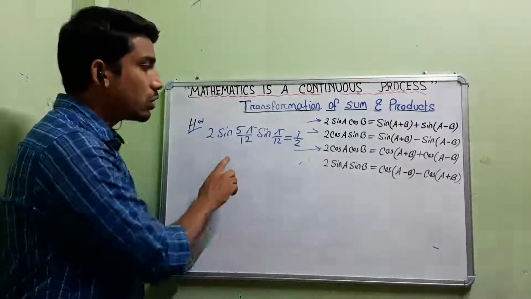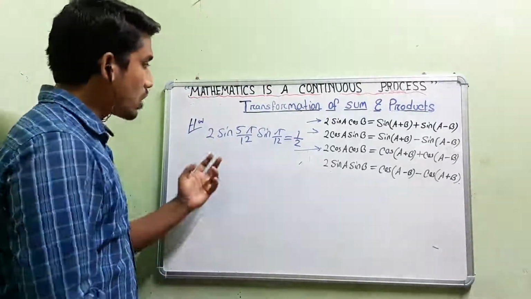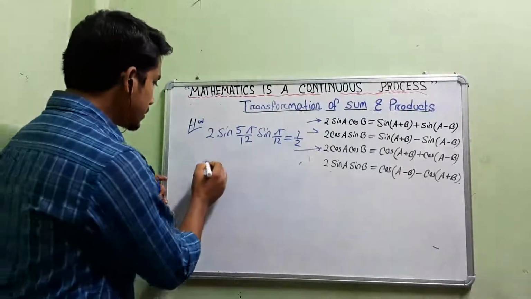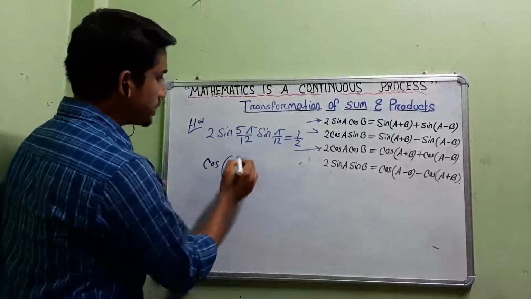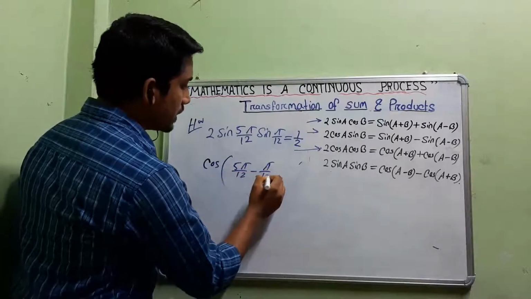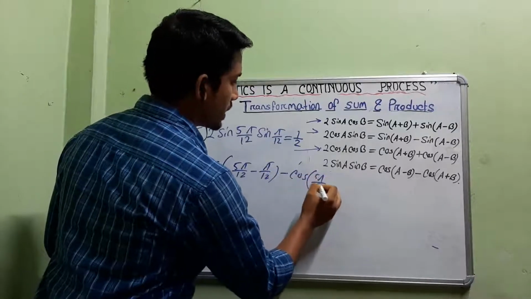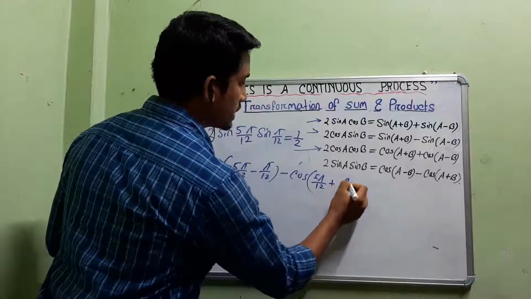Okay, so the formula will be cos(A − B) − cos(A + B). If we follow cos(A − B), A means 5π/12, minus cos(A − B), then minus cos(A + B). Okay, A means 5π/12, and A + B is π/12.